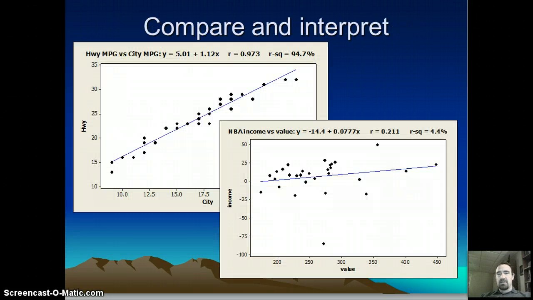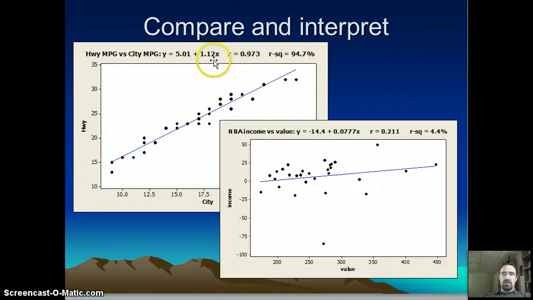Let's try another couple to interpret. Here's highway miles per gallon versus city miles per gallon. Here's the least squares regression equation. Y equals 5.01 plus 1.12x, an R of 0.973, and R squared of 94.7. What's going on here? We're seeing that the intercept is 5. What that's saying is if city miles per gallon were 0, highway miles per gallon would be 5. Well, no cars get 0 city miles per gallon, so not very useful.